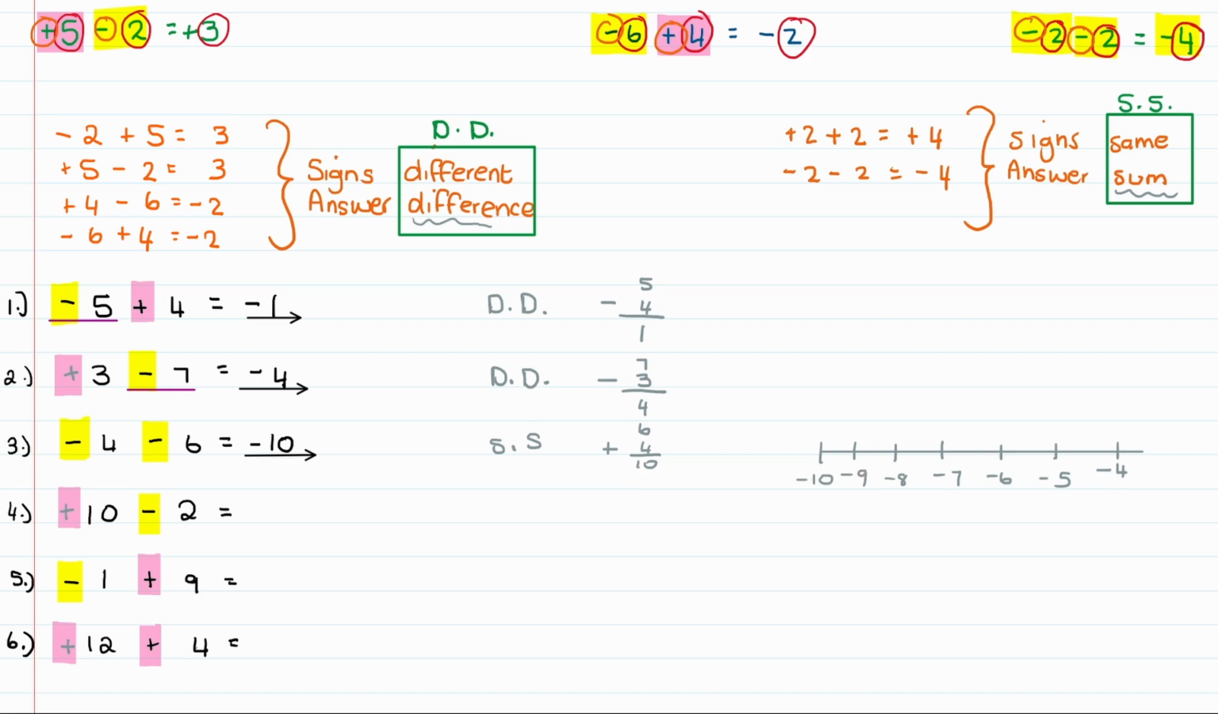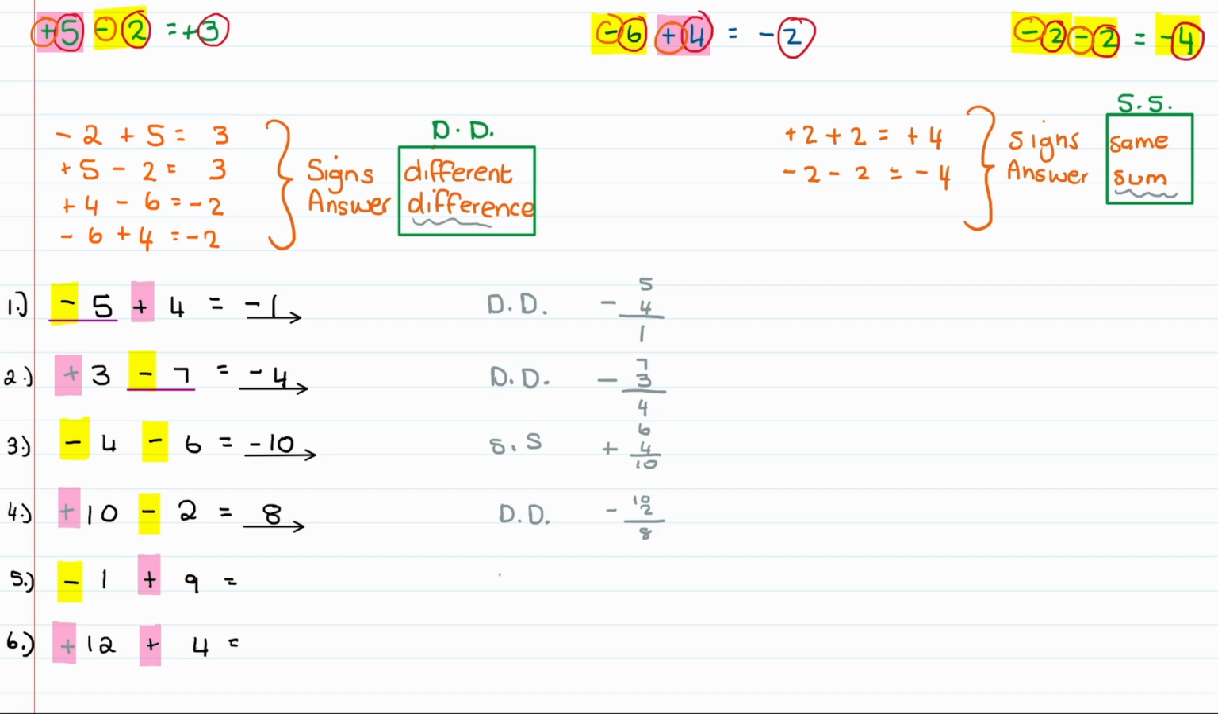Alright, now that we know that our rule is working and how to identify whether our answers are going to be positive or negative, I think we can do this without needing to check a number line. So let's see. For question 4, my signs are different, so I find the difference. I find the difference between 10 and 2. 10 minus 2 gives me 8. 10 is further from 0 than 2. 10 is positive, so my answer is +8.